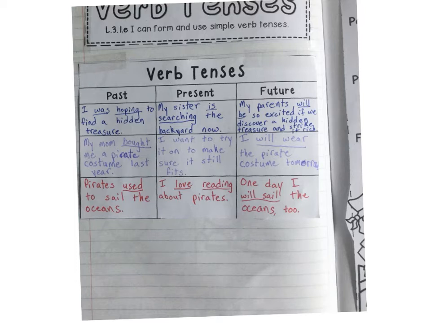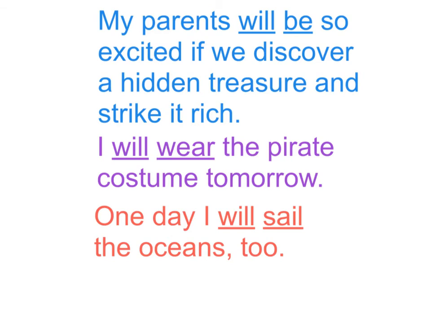And lastly, we are ready to look at the future tense. In the column for future tense, you are going to write these 3 sentences. My parents will be so excited if we discover a hidden treasure and strike it rich. I will wear the pirate costume tomorrow. One day I will sail the oceans too. Once again, the verbs are all underlined. Pause the video here so you have time to write these sentences down.